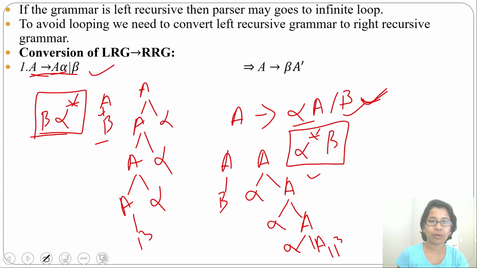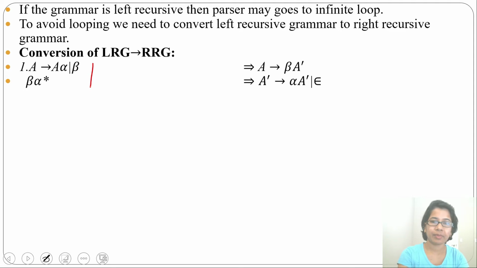So now how will we rewrite this left recursive grammar as a right recursive grammar? For this left recursive grammar, the right recursive grammar will be: from A, you can generate beta A dash, where A dash is a new variable. This beta is for this. Now from this A dash we will generate alpha Kleene closure. Now A dash will derive alpha A dash, or epsilon. Now just check, is it generating the same language or not.